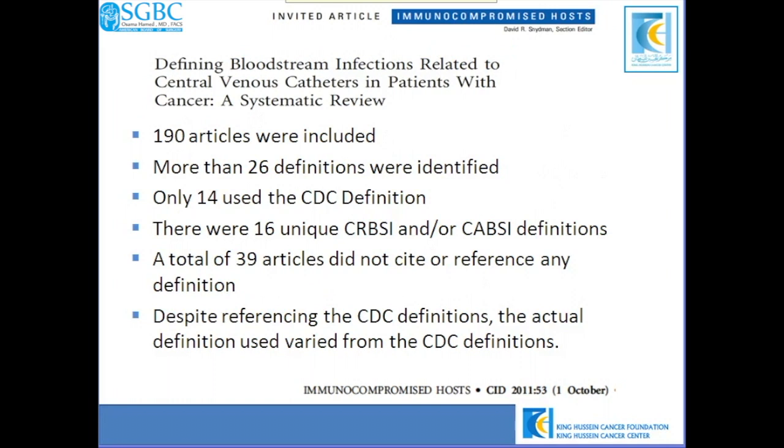Just to show how confusing this issue is, this is a systematic review of 190 articles that looked at central venous catheter infections in oncology patients. Based on these 190 articles, they identified more than 26 definitions. Only 14 of them used the CDC definitions, the ones published lately. Despite referencing the CDC definitions, the actual definition they used was different. So the definition is essential, and our infection control committee, led by Dr. Osama H and Sausan, is doing a great job following the exact CDC definitions, including the most updated one from April this year.